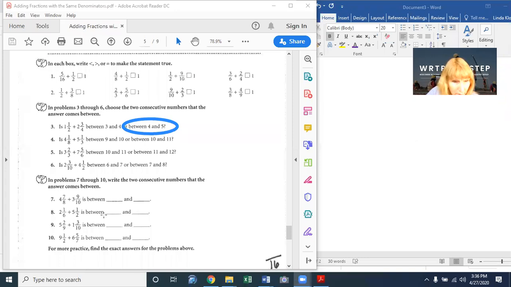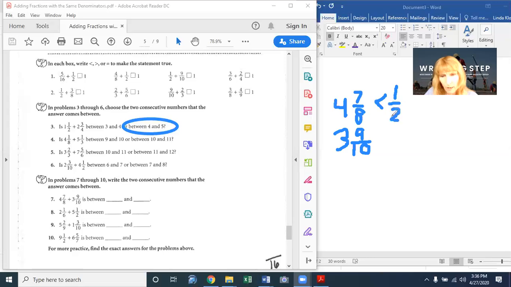So number 7, right here, in problems 7 through 10, write the 2 consecutive numbers that the answer comes between. So 4 and 7/8 plus 3 and 9/10. Now we just have to figure out if it's more than half, less than half, exactly half. So 7/8, what's half of 8? 4, right? So 4/8 would be half. This is a 7. So 7 is more than half, right? 7 is more than 4/8. So this is going to be greater than 1/2.